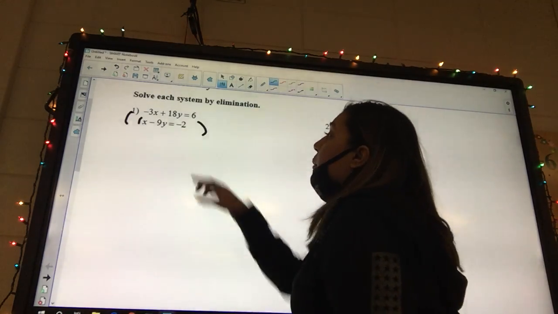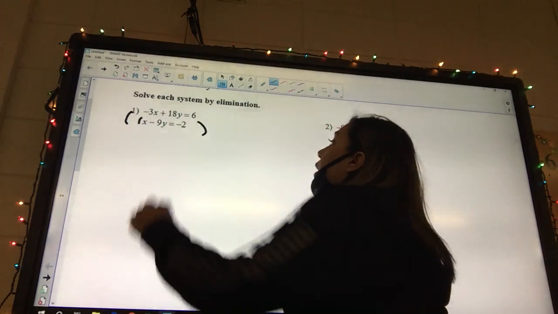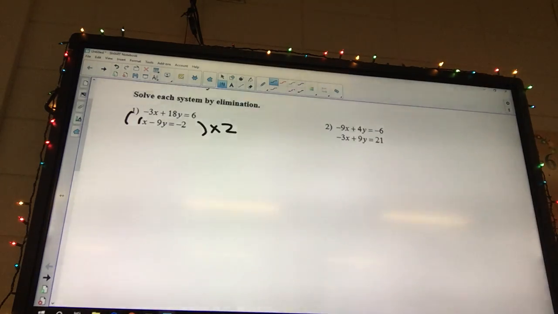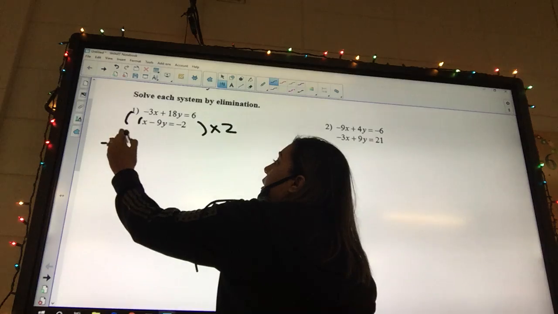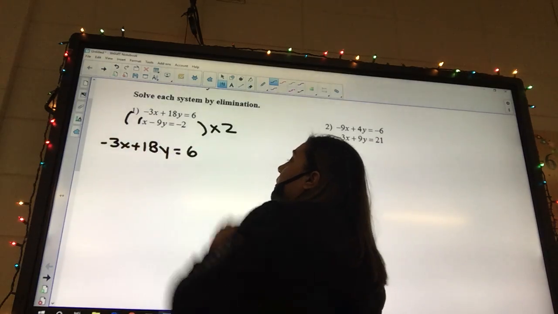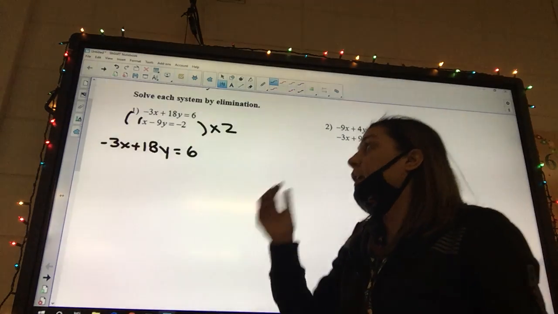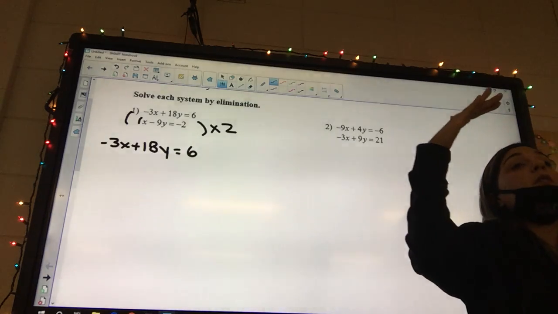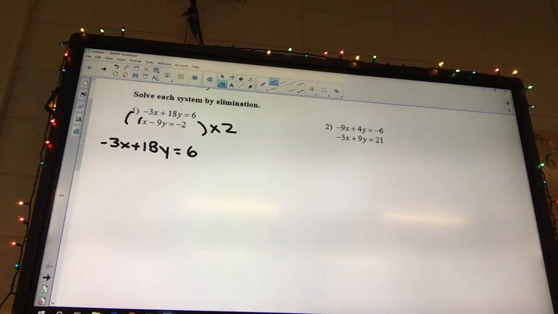Okay, so 9 times what would give me 18? 2. So that means I need to multiply this whole entire thing by 2. Okay, and so I'm going to write my top equation down again, because it's not going to change. 18y equals 6. Okay, and then the bottom equation, we multiply everything. Some people get confused because they forget to multiply the equals side, so that's why I put the parentheses around the entire thing. Okay, you cannot multiply by just the x's and the y's.